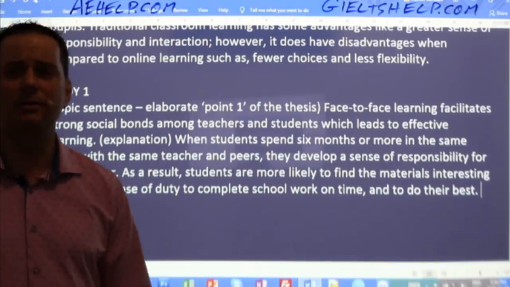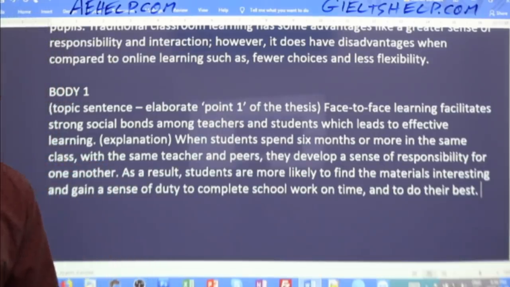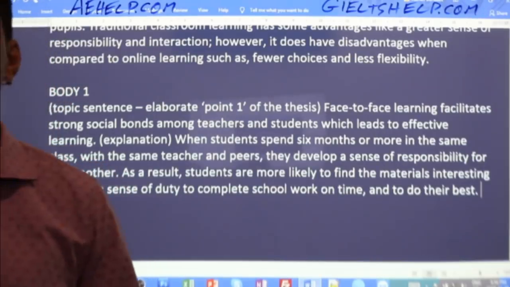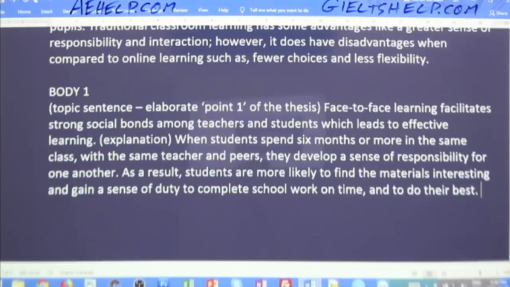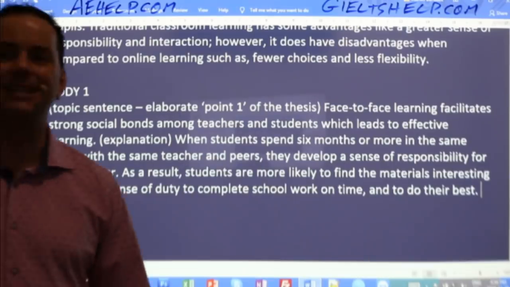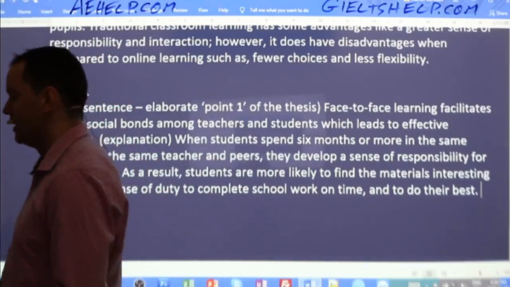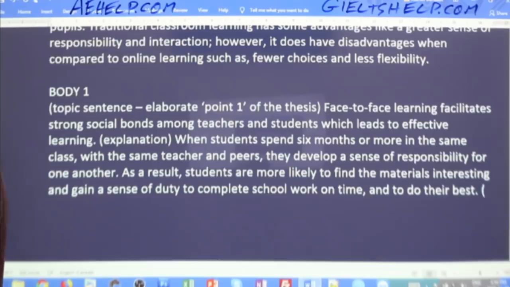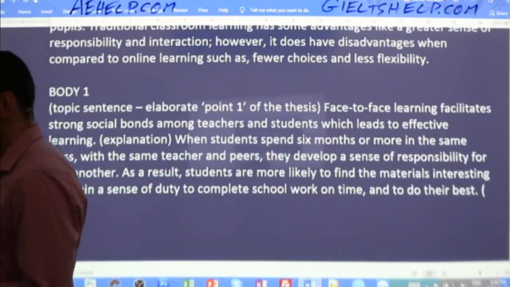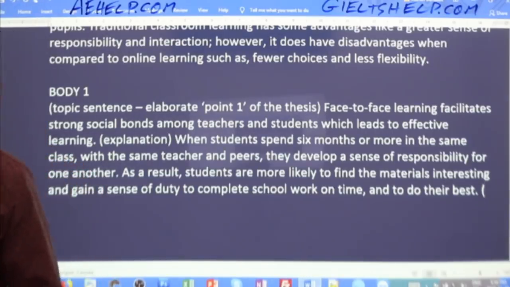And I love how some of you are throwing in those correlative conjunctions. I am catching them, the not only but also. So good for you. They're not only improving their sense of responsibility, but also getting more feedback from teachers. Brilliant. Very good. Okay, what comes next? So I have my topic sentence, I have my explanation, and what comes now? What comes after this?